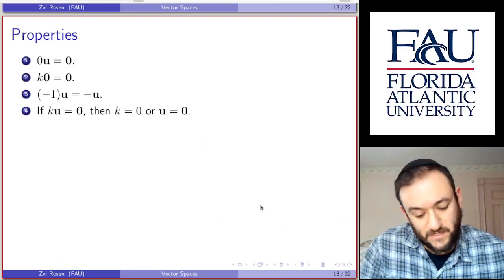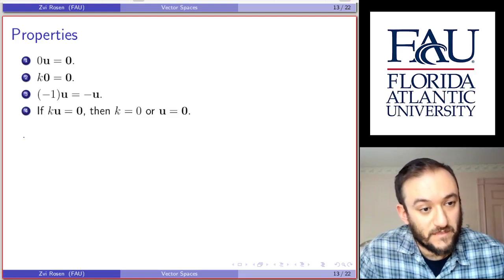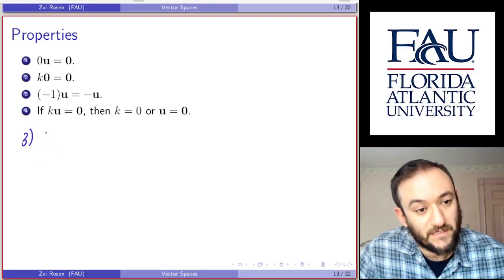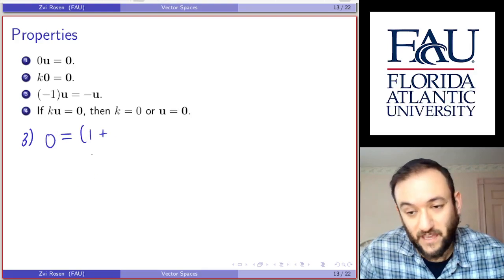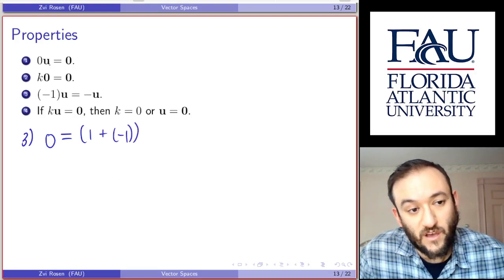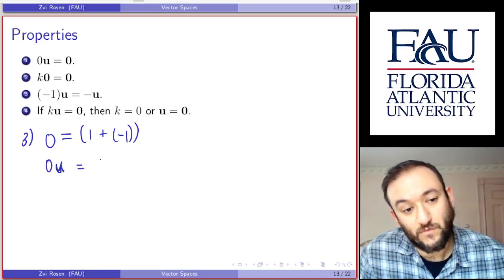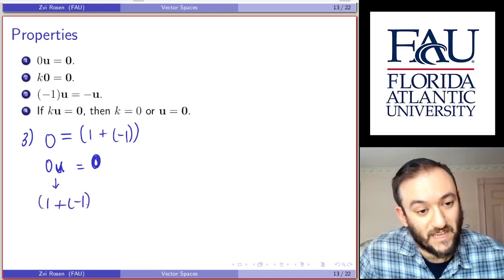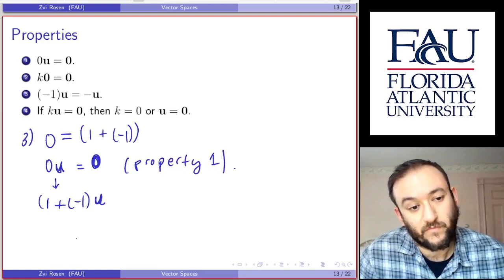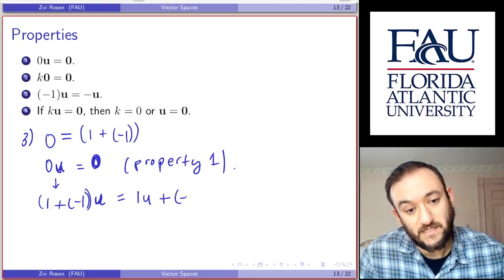Now let's think about minus 1 times u being the minus u vector, the additive inverse. Well, this one is about as straightforward as the others. Think about what 0 is equal to. Now I'm talking about the scalar 0. This is the same thing as 1 plus minus 1. We saw above that 0 times any vector is equal to the 0 vector. So 0 times u is equal to 0. But we can also split this up as 1 plus minus 1 times u. Okay, this is from property 1. And by distributivity, this is equal to 1u plus negative 1 times u.